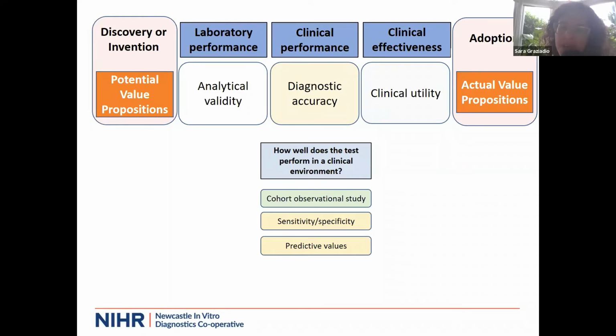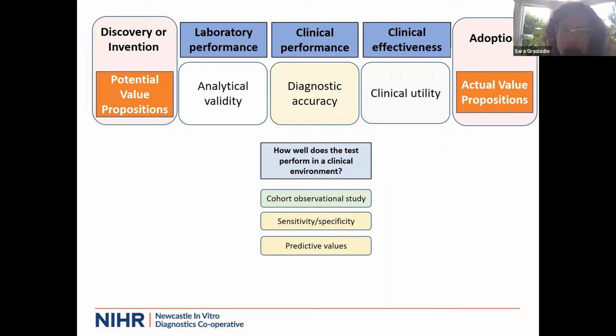The primary outcomes of these studies are sensitivity, specificity, and predictive values, and we've got a webinar that explains everything about this, so I'm not going to spend time on it. Kevin and Claire will talk you through how to calculate sensitivity, specificity, and predictive values.